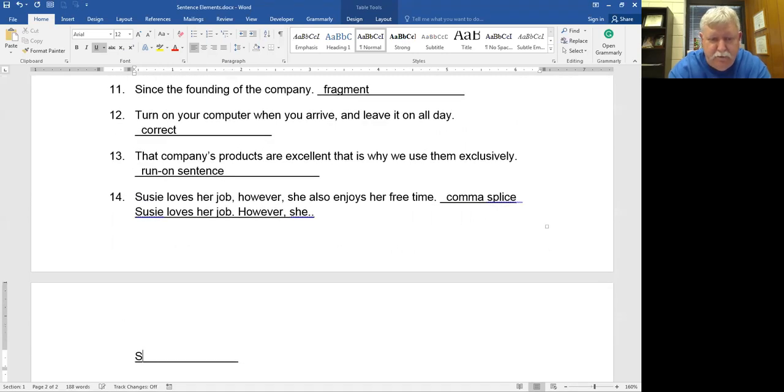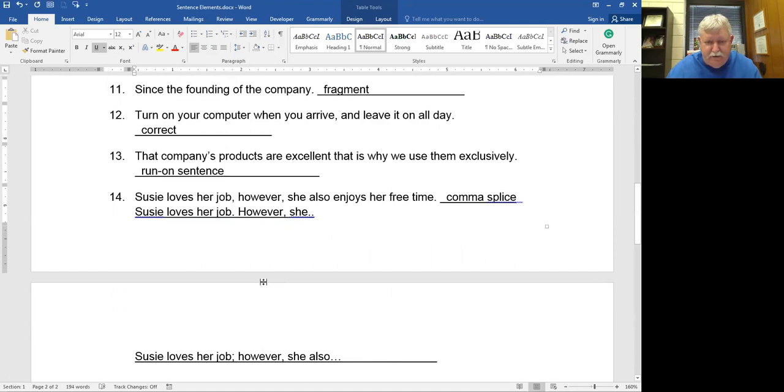Or you could do "Susie loves her job," semicolon, "however, she also." So just don't jam it together with a comma. Instead, you can use a period and then start the next sentence. Or, as we'll learn later, you can use a semicolon when you have two independent clauses. You can have a semicolon divide up two independent clauses.